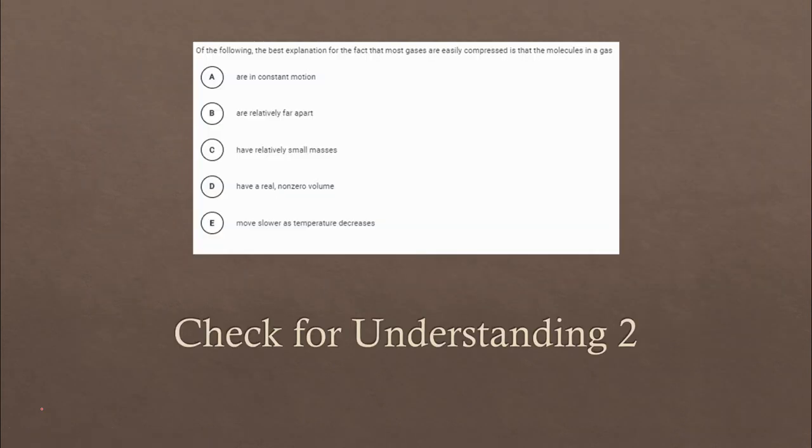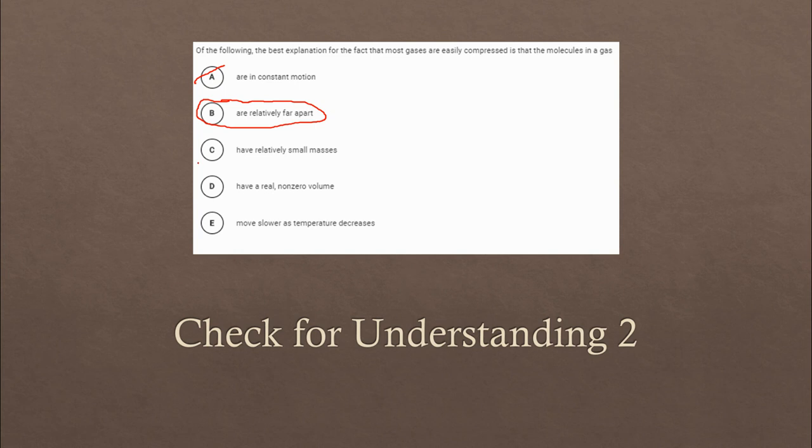Check for understanding 2. Of the following, the best explanation for the fact that most gases are easily compressed is that the molecules in a gas... are in constant motion. So are the molecules in liquids and solids. And so that's not the best reason why they're easily compressed. The molecules in a gas are relatively far apart, and so they can be easily compressed because there's a lot of empty space between adjacent particles. And so if pressure is applied, then those particles can move to fill that empty space and can be compressed.